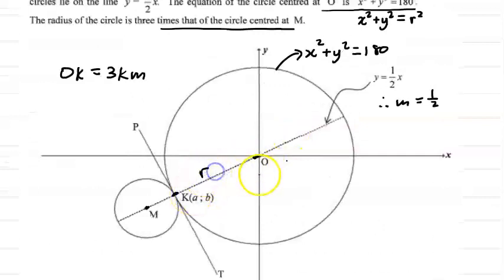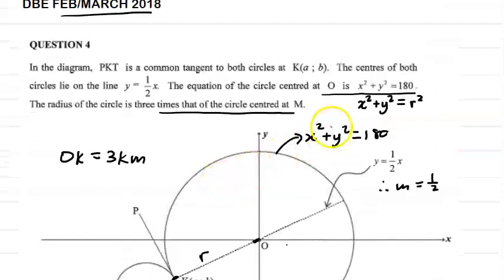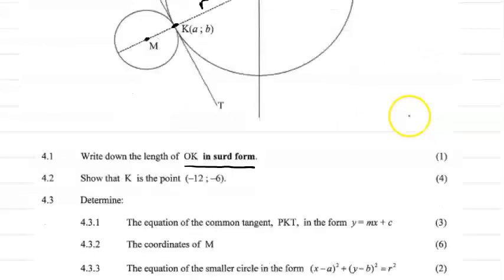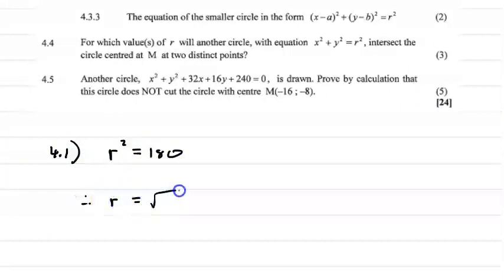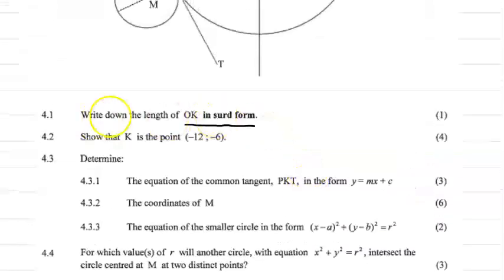OK is the radius of the big circle. We know that the equation of this bigger circle whose center is at O is x squared plus y squared equals 180. Therefore, r squared is equal to 180. So for 4.1, r squared is equal to 180. Therefore, r is equal to the square root of 180. Write down the length of OK in surd form. That's now done.